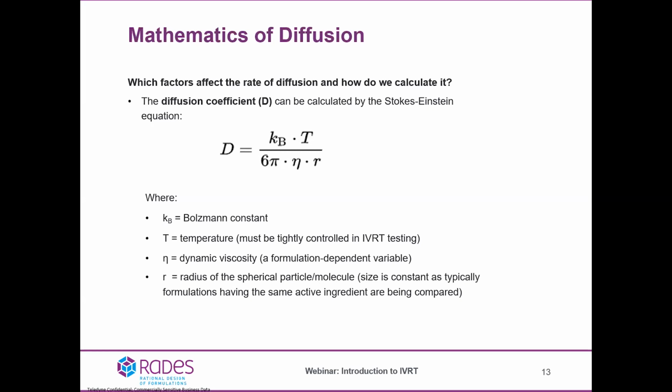Then there is the dynamic viscosity, which is typically formulation dependent. In addition, it also has a dependency on temperature. Therefore, the relationship on temperature is not always linear. Third, the radius of the particle, or typically molecule, that diffuses is important. For a given active, of course, this is also constant, unless there are some small aggregates or associates of molecules that dissolve over time.